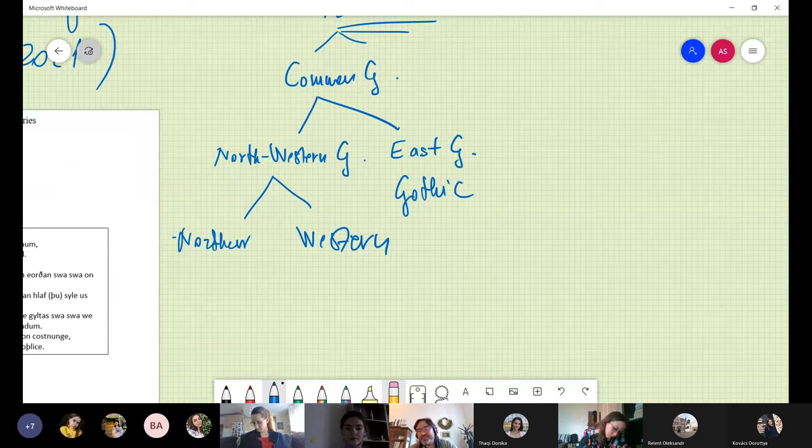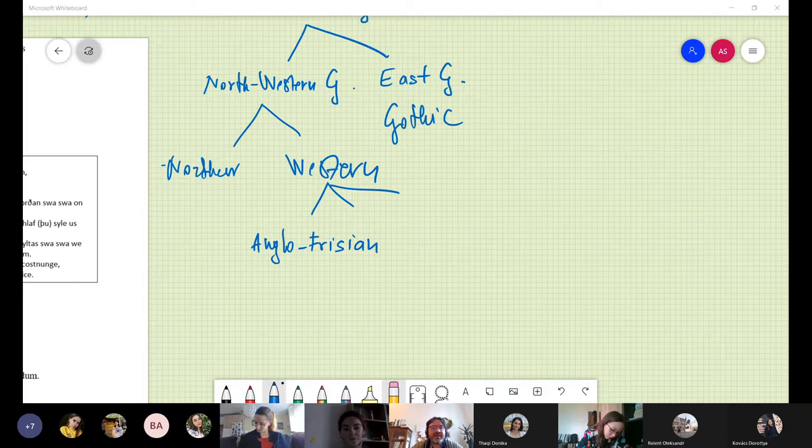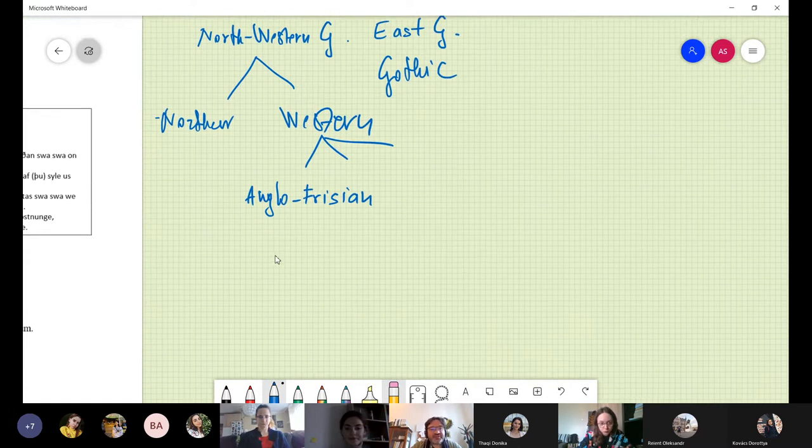What about the Western? Now, there are a number of subdivisions here. One of them, and this will be important for us, is known as Anglo-Frisian, right? Anglo-Frisian. Okay, before we go into Anglo-Frisian, I hope I don't have to remind you of this. The Western Germanic languages are really numerous. You have English, of course, and Faroese, and German, and Dutch, and all of those accents of German, of course, right?